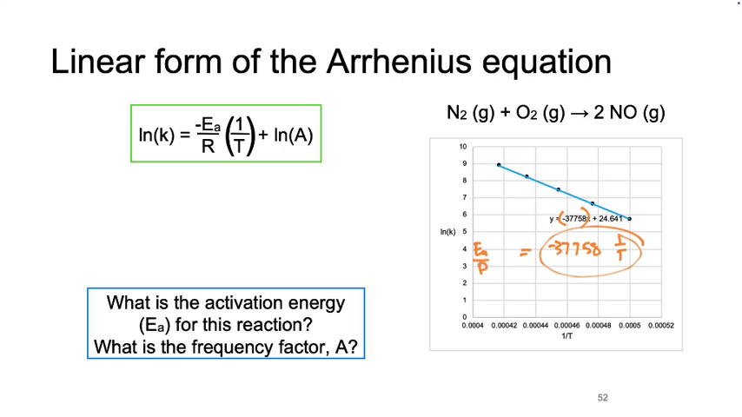That is equal to, in my thing, times 1 over T. So you're ultimately just looking for the negative activation energy over the gas constant. You can plug in your gas constant, multiply, and that's it, yeah.